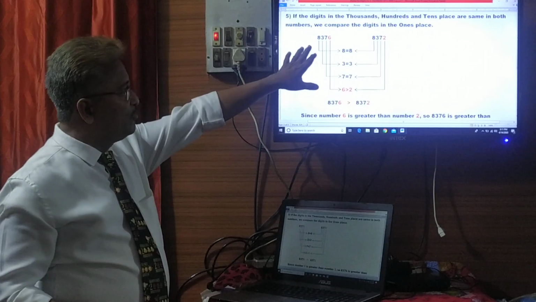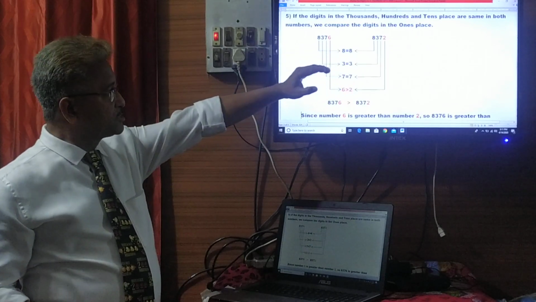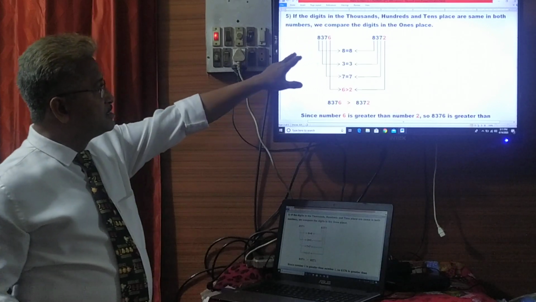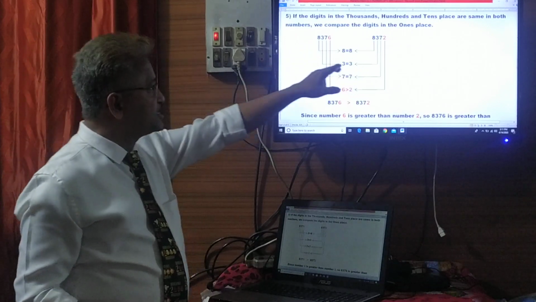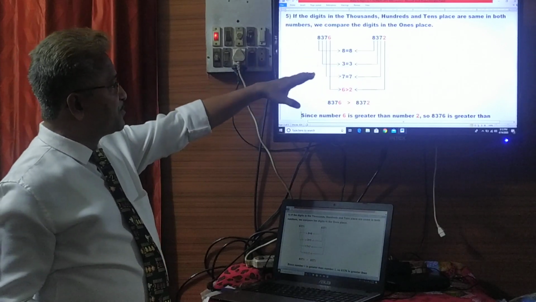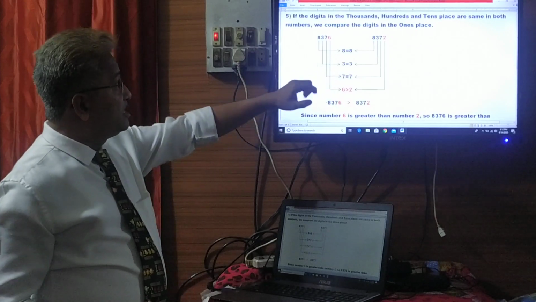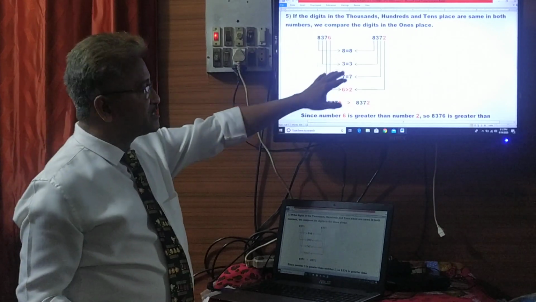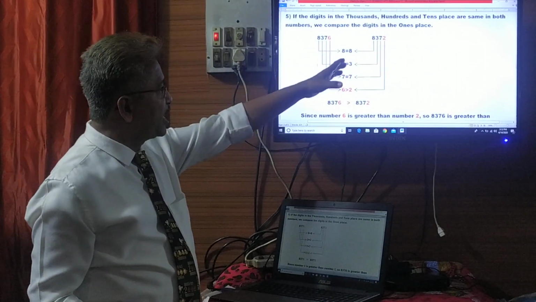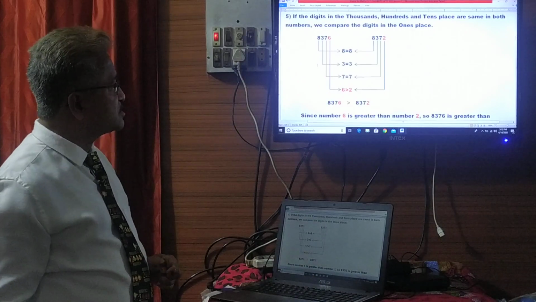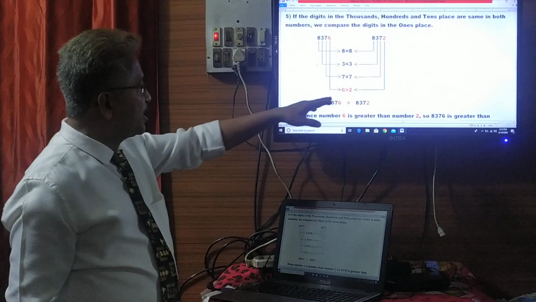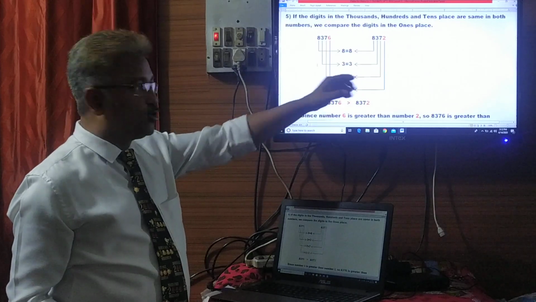Now here we have two 4-digit numbers. In the first number we have 8, which is equal to the first digit, that is in the thousands place, 8 is equal to 8. In the hundreds place 3 is equal to 3. In the tens place 7 is equal to 7. And now in the ones place we have 6 in the first number and 2 in the second number. Therefore we have 6 which is greater than 2.